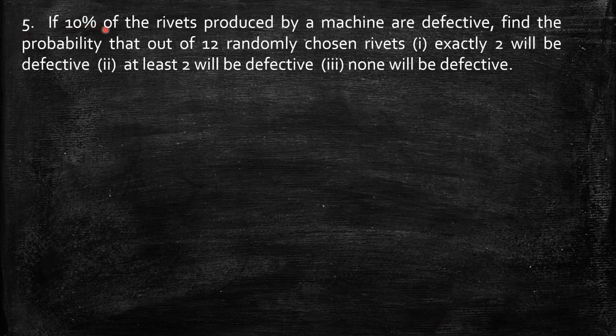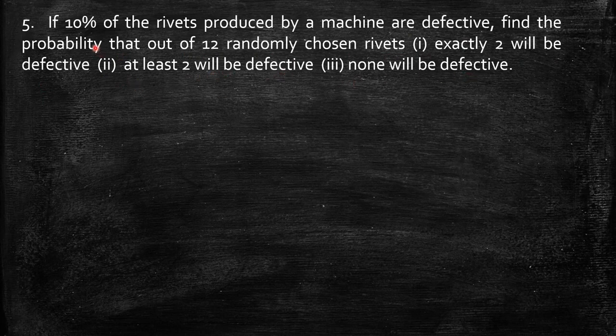Problem number 5. 10% of the rivets produced by a machine are defective. Find the probability that out of 12 randomly chosen rivets, 1 exactly 2 will be defective, 2 at least 2 will be defective, 3 none will be defective.